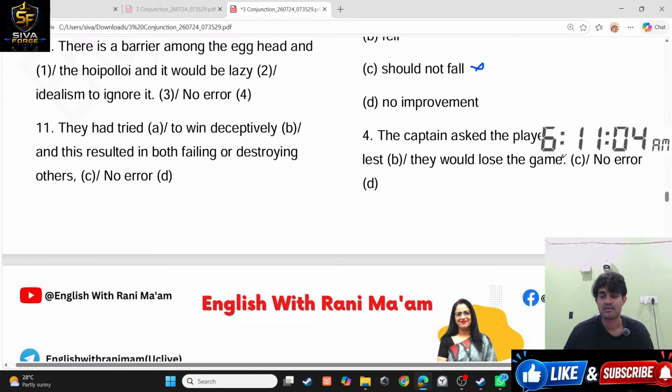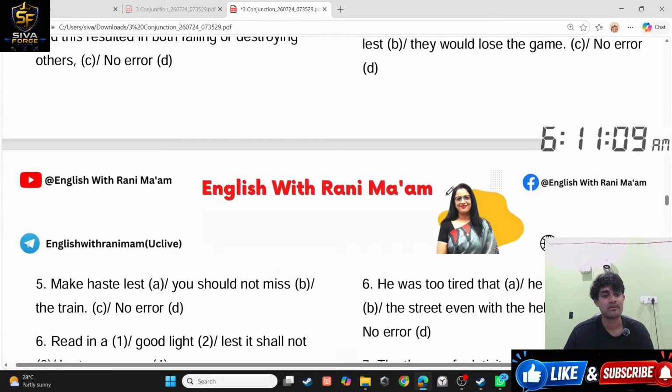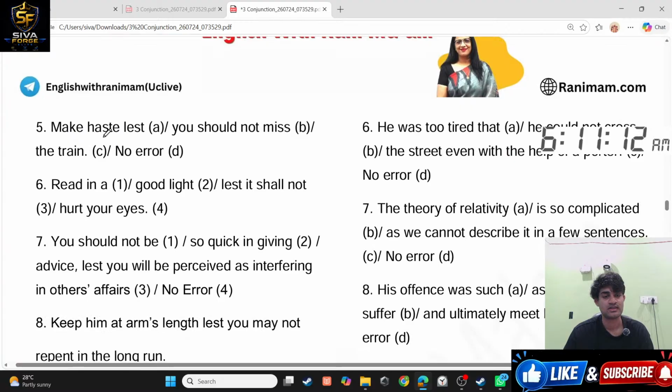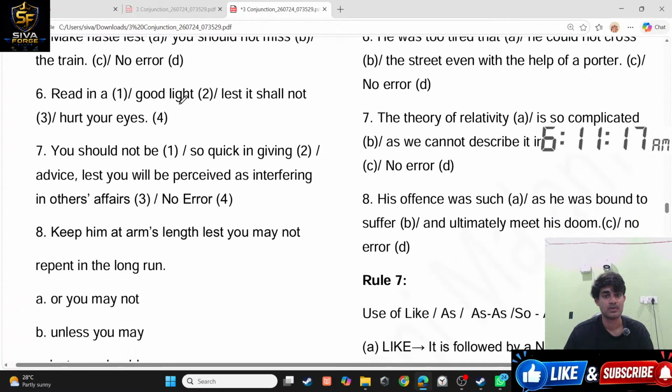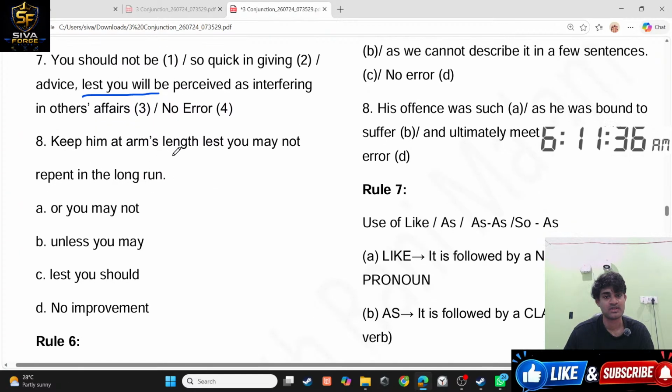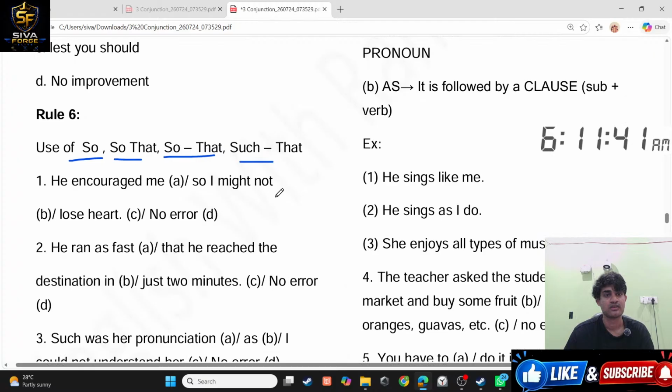The captain asked the player to play well lest they should lose the game. Make haste, hurry, lest you should miss the train. Read in a good light, lest it should hurt your eyes. You should not be so quick in giving advice. You should be, lest you should be perceived as. Here we should not use not. Keep him at arm's length, lest you should repent in the long run.